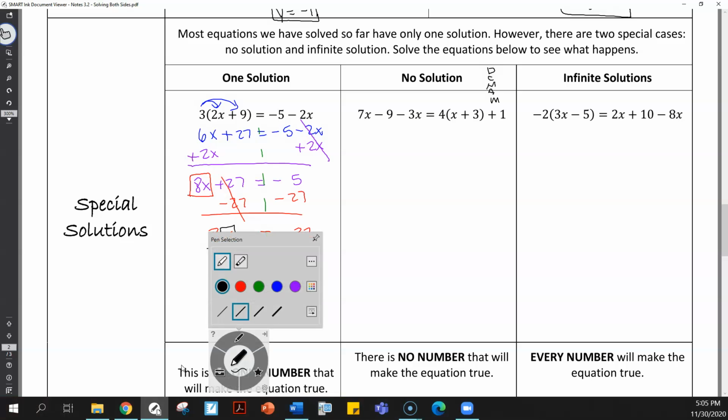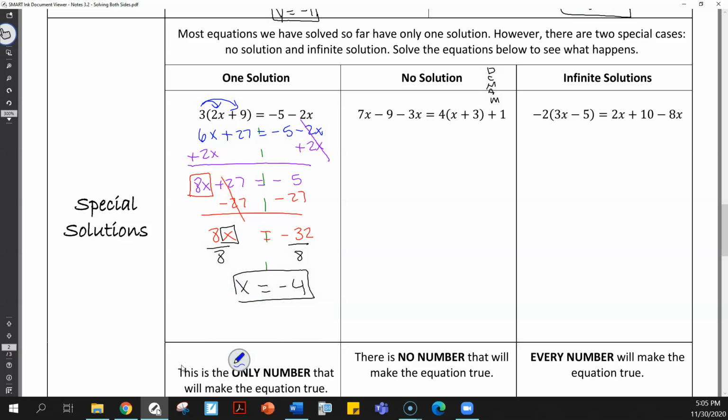Okay. So when I get to this problem, I'm going to distribute. 4 times x is 4x. 4 times 3 is 12. And everything else comes down. I'm going to combine like terms. On this side, I have 7x and negative 3x, so I get 4x minus 9. On this side, my 12 and my 1 can be combined, so I get 4x plus 13.